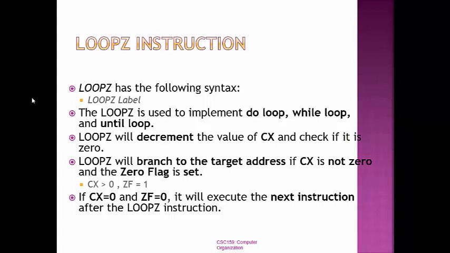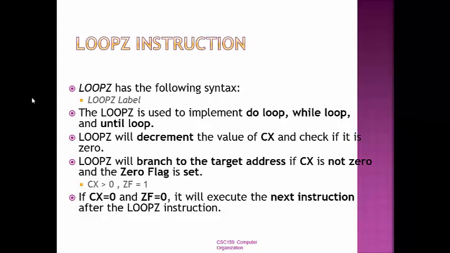So what is the loop Z instruction? The loop Z instruction, we implement do loop and while loop or until loop. So loop Z will decrement the value of CX and check if it is 0. So loop Z will branch to the target address if the CX is not 0 and the 0 flag is set is equal to 1. If the CX equal to 0 and 0 flag equal to 0, it will execute the next instruction after the loop instruction. So, apa yang dia buat?